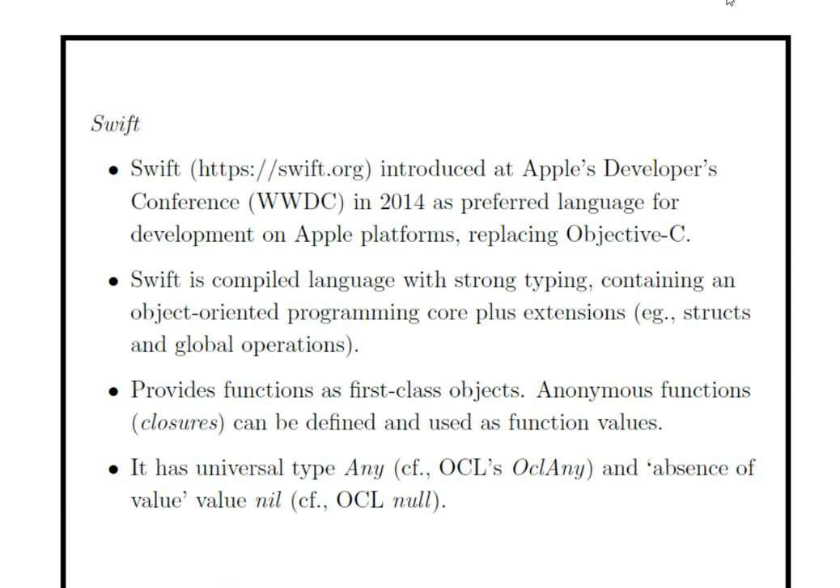So Swift is a relatively recent language, introduced to the public in 2014. It's a compiled language with strong typing, and it has, as I say, lots of useful features. Some correspondences to OCL: it's got a universal type called any, corresponding to OCL any, and also any type can have a null value, referred to as nil in Swift.